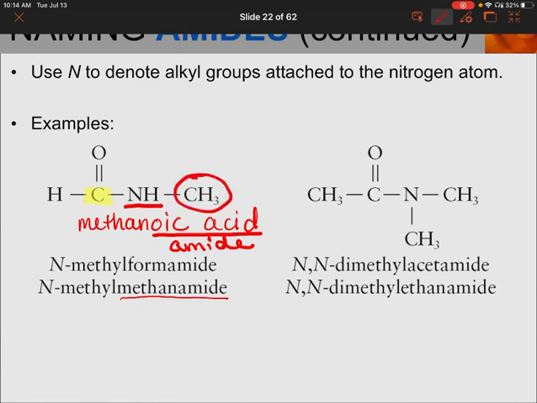Then we also have this methyl group attached to the nitrogen. So we're going to label that N-methyl to tell people that the methyl group is attached to the nitrogen. So then we get N-methyl methanamide. And again, this is the IUPAC name. You can also use the common name N-methyl formamide, but let's just focus on the IUPAC name.